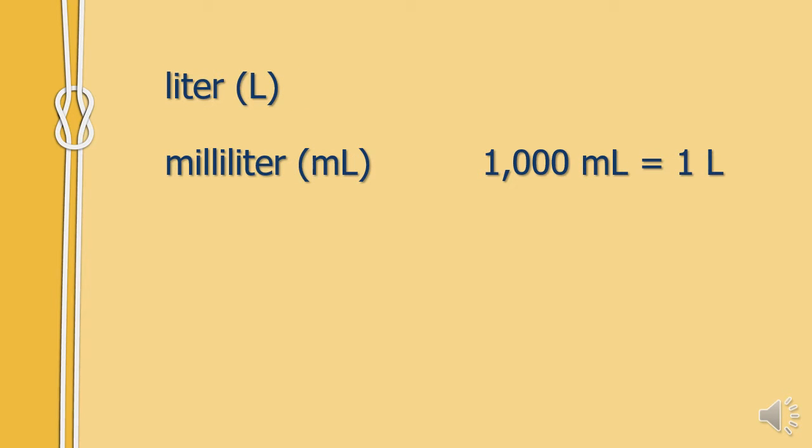If we want to measure liquid, we use the liter. The liter is abbreviated with a capital L. I believe it's the only metric measurement that has a capital letter. All the others are lowercase. And then the milliliter would be small m, capital L for milliliter. And there are 1,000 milliliters in 1 liter. Again, you might want to copy down these conversions. Pause the video if you need to make your little chart.